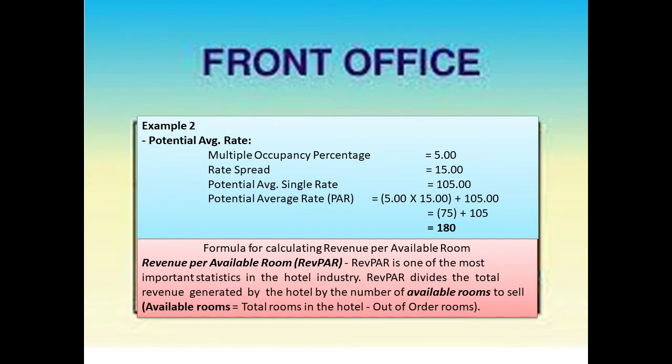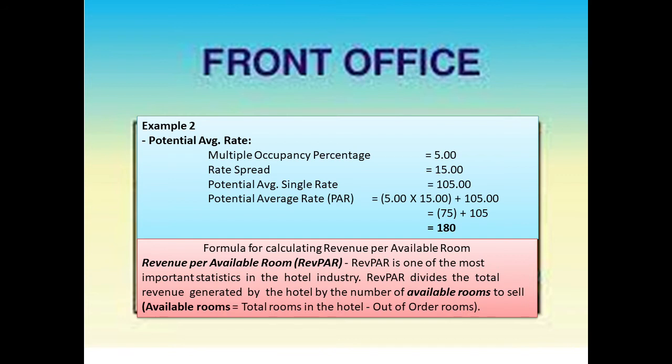For example number 2, multiple occupancy percentage is equal to 5, rate spread is equal to 15, potential average single rate is equal to 105. The potential average rate or PAR is equal to 5 multiplied by 15 plus 105, which is equal to 180.